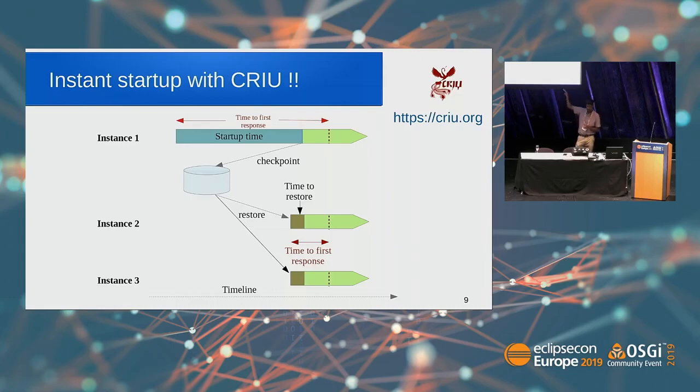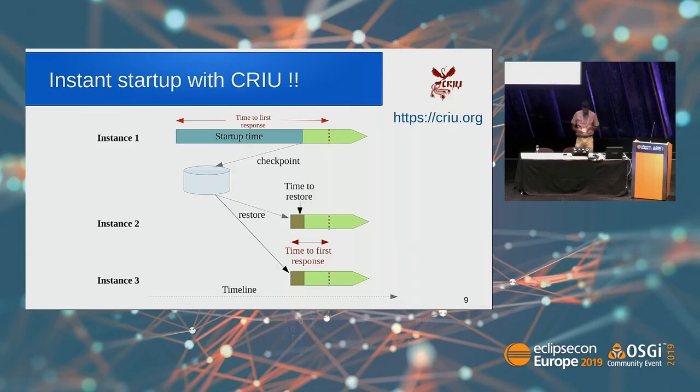CRIU is checkpoint restore in user space. It's a Linux project. I would ask you to check that out. It's really nice. It's an open source project built by the Linux community, and what it allows you to do is bring up an application. So once you bring up the application and it starts, for example, the bar at the top, that's the normal startup time of the application.